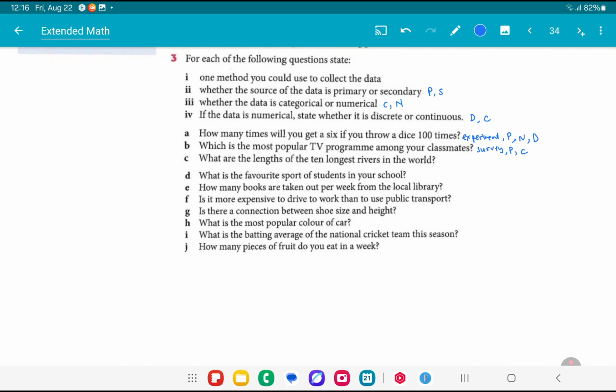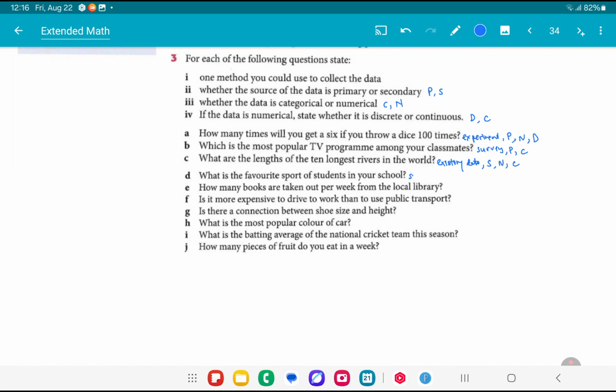For question C, what are the lengths of the 10 longest rivers in the world? We also know the answer, so this one is existing data. We are not measuring it by ourselves. This one is a secondary data, and we can get the value, so this one is numerical, and the length is given as interval, so this one is continuous.